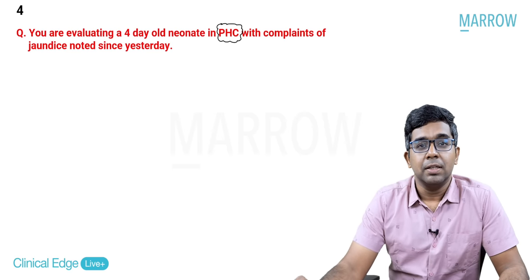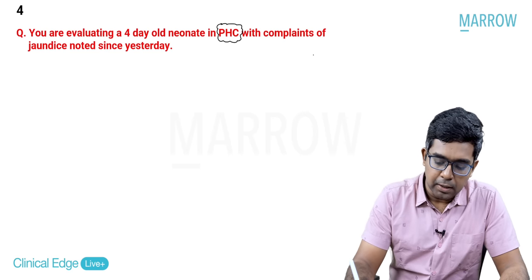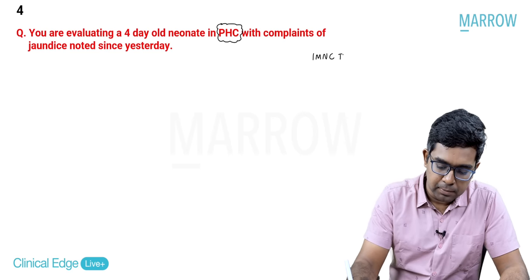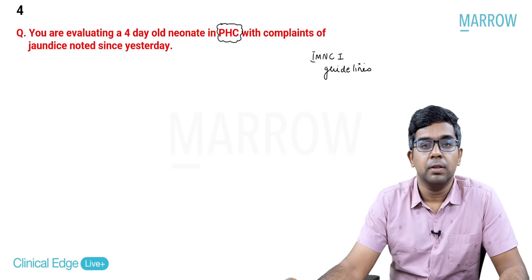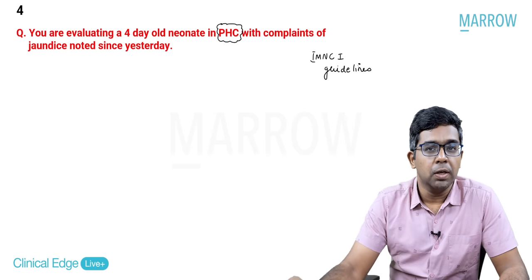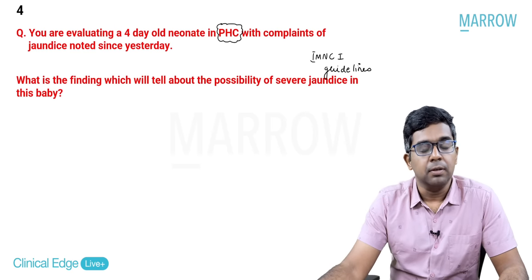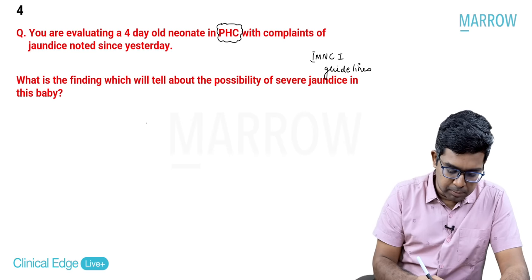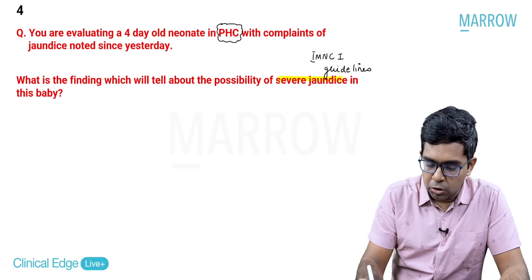Now, whenever you are seeing a baby at a peripheral level of healthcare, we always follow something called the IMNCI guidelines. You should know the expansion for IMNCI, which is Integrated Management of Neonatal and Childhood Illness. So you have to evaluate this baby according to those guidelines only. Now the question is, what is the finding which will tell about the possibility of severe jaundice in this particular baby? So the term is very clear, severe jaundice.